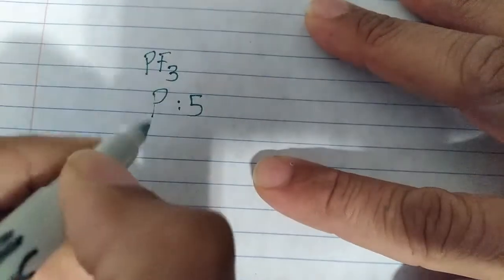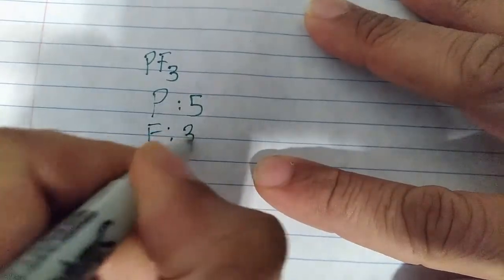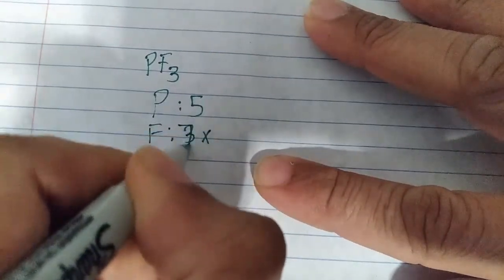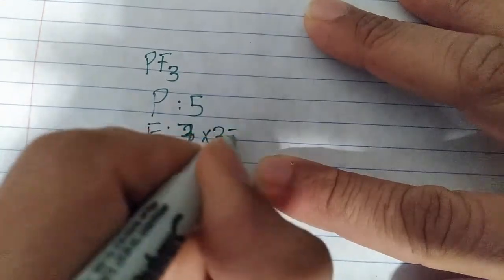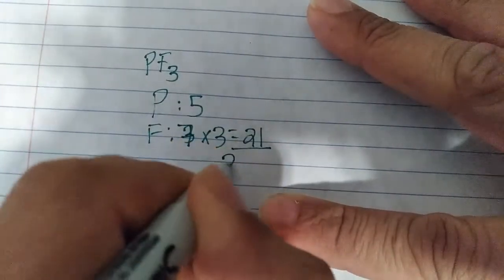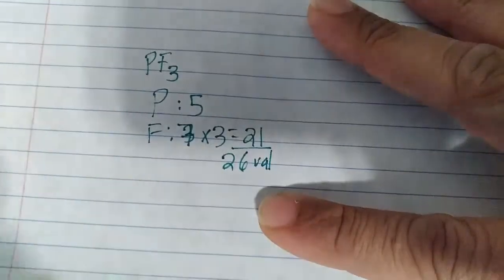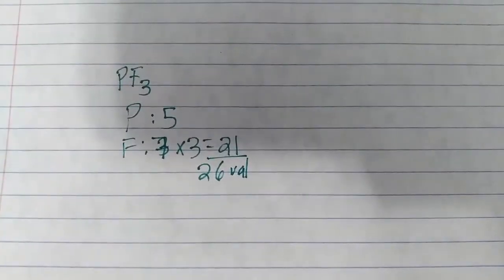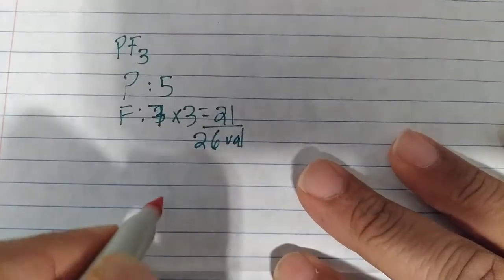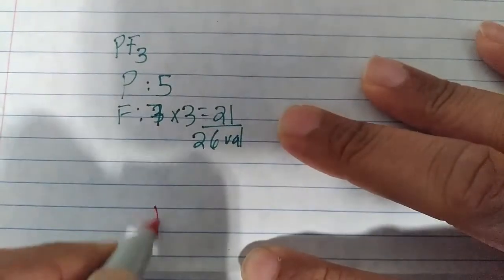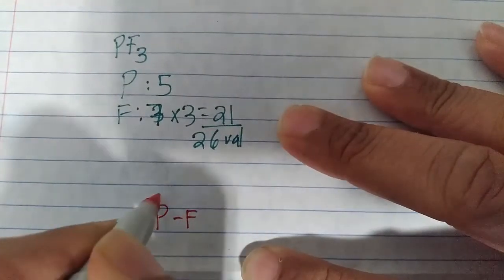So phosphorus is happy at 5. Fluorine is happy at 7, but there's 3 of these. So we have 21. So we need to get 26 valence electrons across the PF3 molecule. So we'll make phosphorus our central atom. We'll have our 3 fluorines.